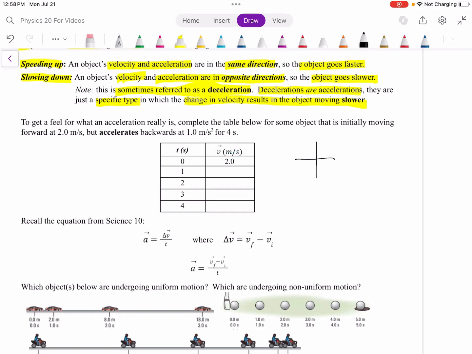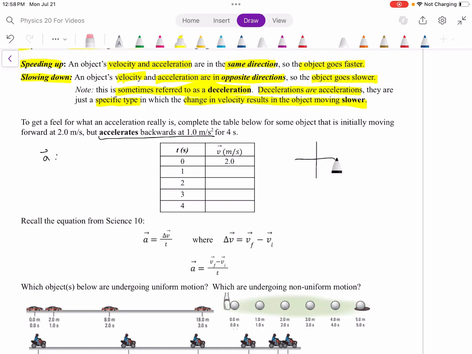So non-uniform motion, velocity is changing, and it's accelerating backwards when it started out moving forwards. Remember, all this means is that its velocity is changing by 1 meter per second in the backwards direction each second. So acceleration is a vector. And we know when we're dealing with vectors and directions, we need to be careful about signs if we want to think about the math involved, which we do here.